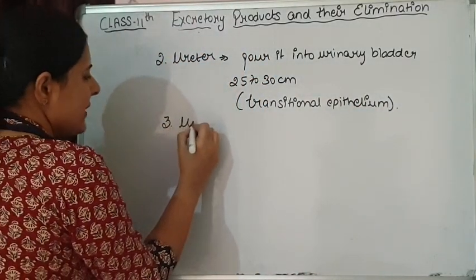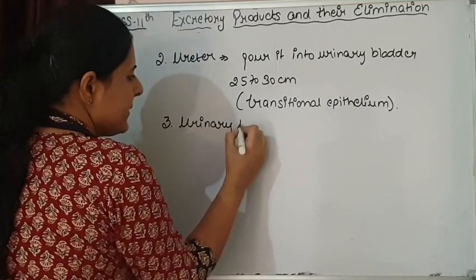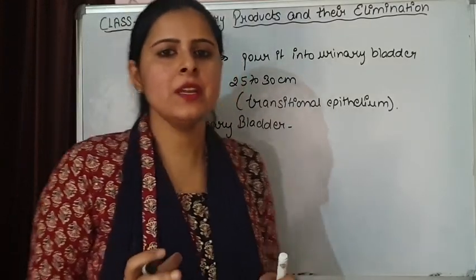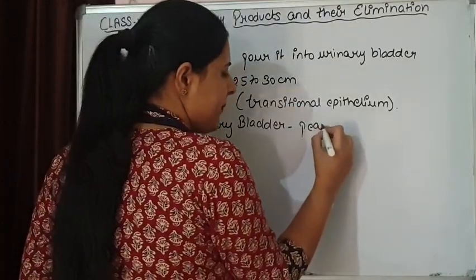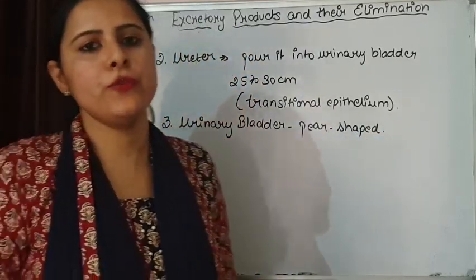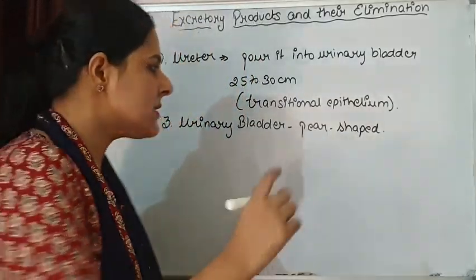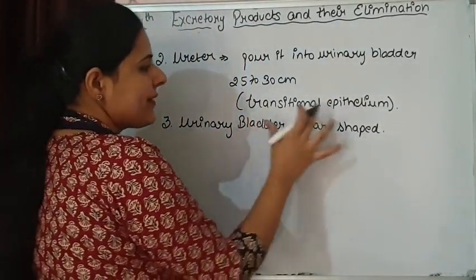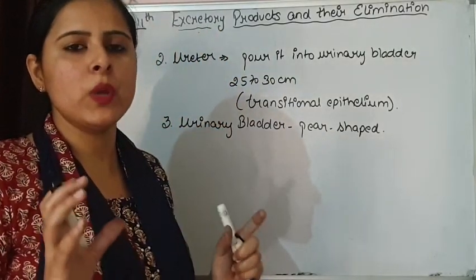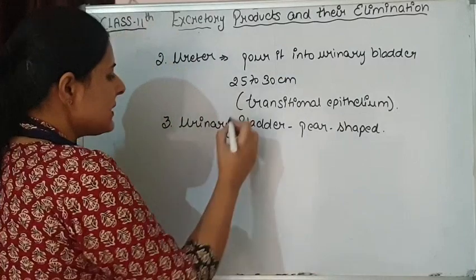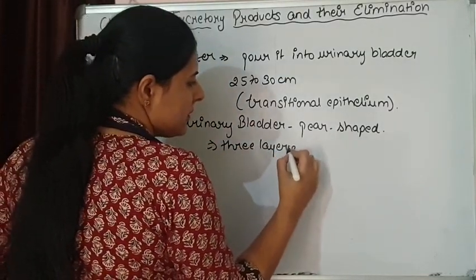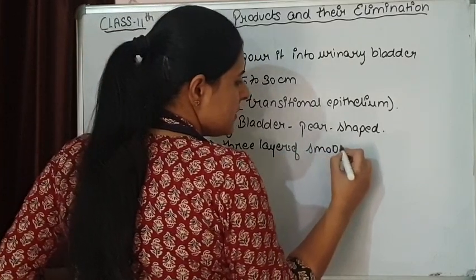The third part of excretory system is urinary bladder. It is known as a bladder. It is a pouch-like structure. It is pear-shaped, and the main function is, it is going to temporarily store urine for some time. This urinary bladder is also having transitional epithelium and well-developed muscles. If we see, there are 3 layers of smooth muscles.